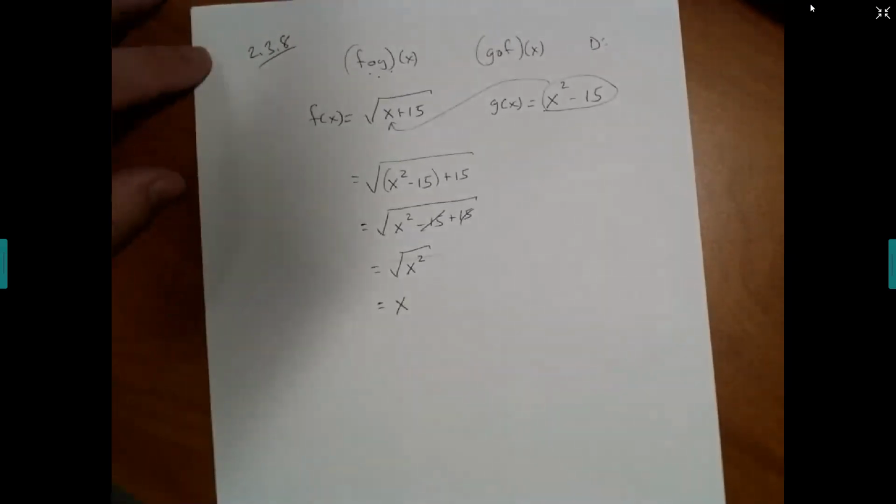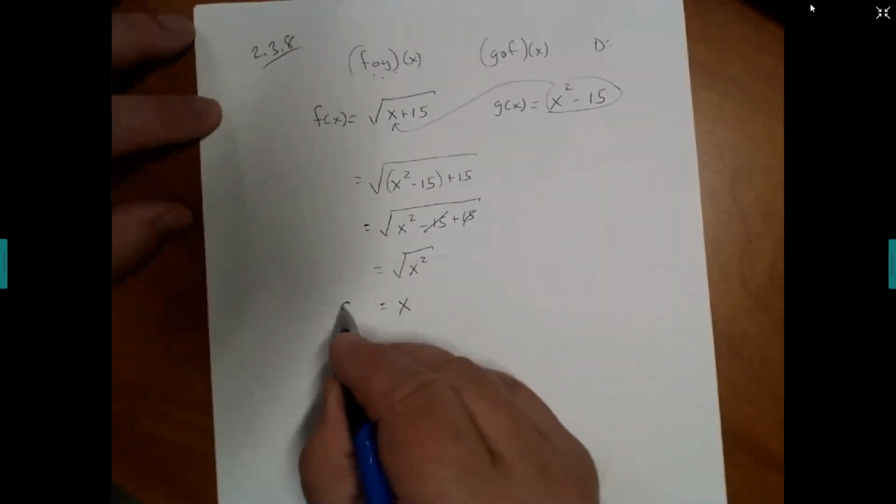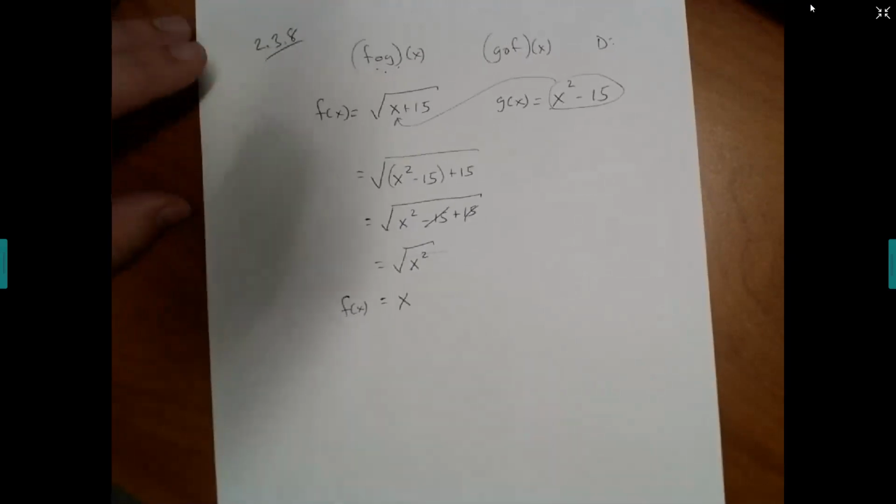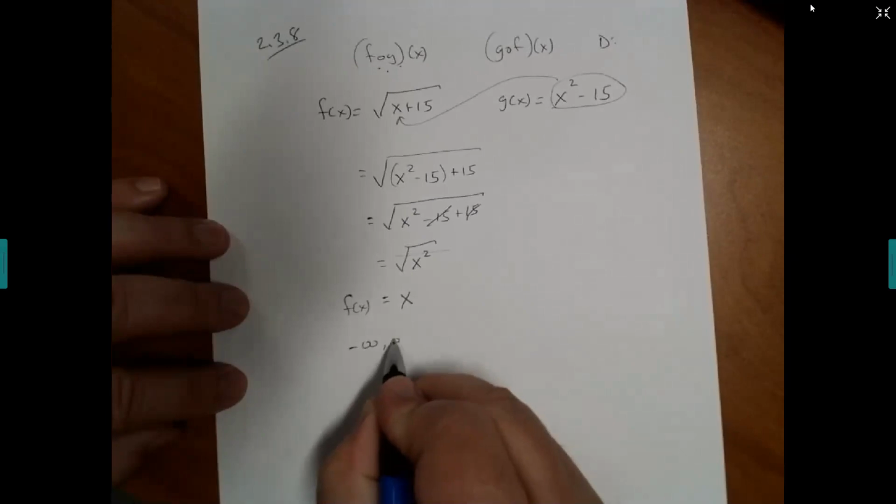Plus or minus. Well, it's asking us for the domain. So it's going to be from negative infinity. Yeah, so it's plus and minus. It's going from negative infinity to positive infinity.